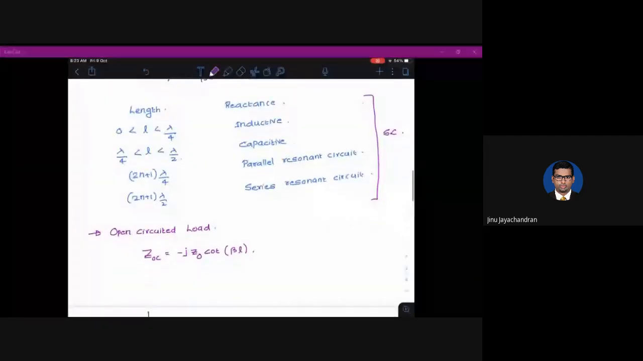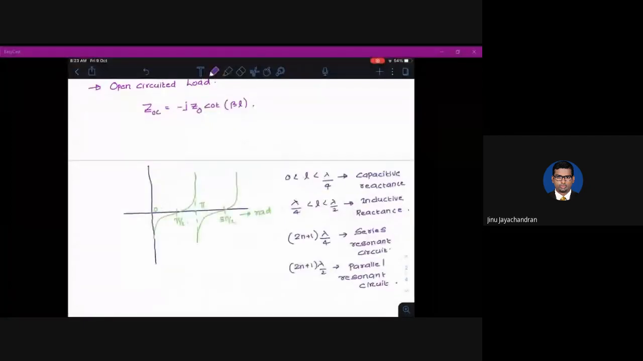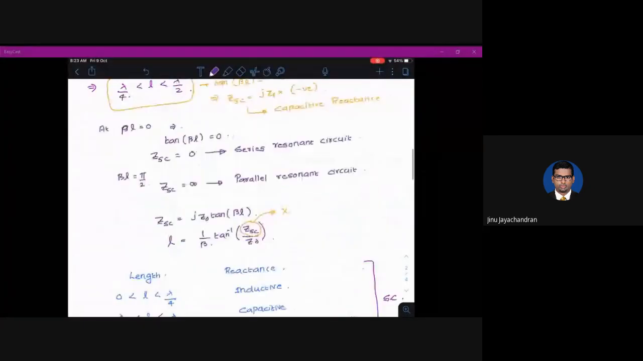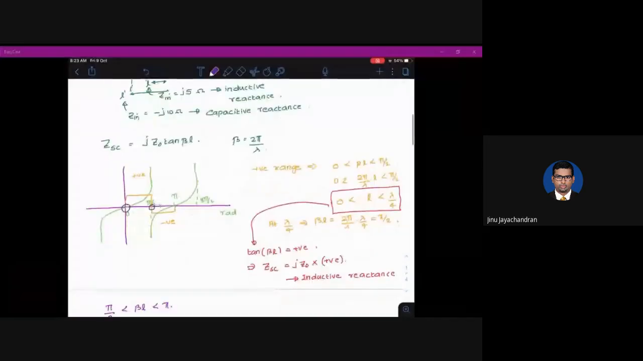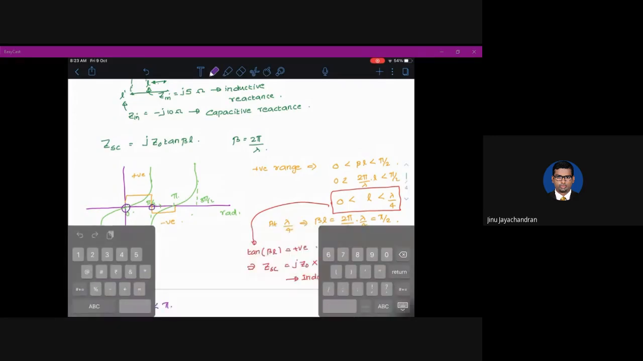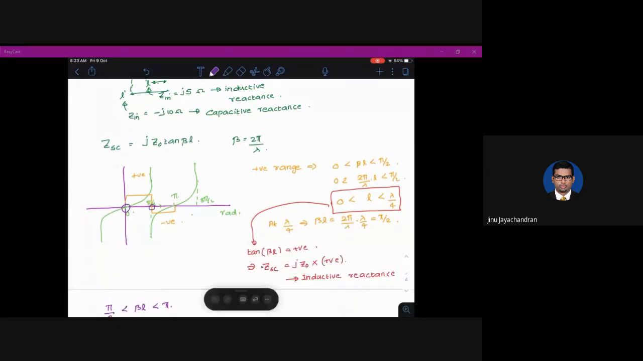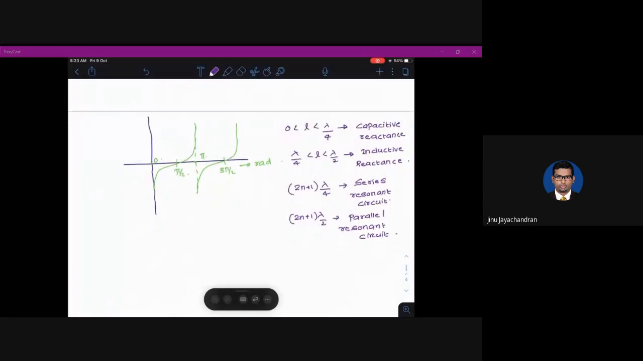So I'm not deriving that for cot because it is the same procedure as tan, where you can find the positive range and the negative range, because there is a minus sign in the cot. Because of the minus sign, if the cot value is positive, then it is capacitive. If the cot value is negative, then it will be inductive reactance. Okay, so this is for the open circuit case. So this is for an open circuited transmission line.